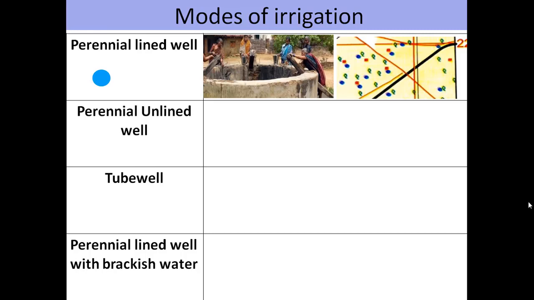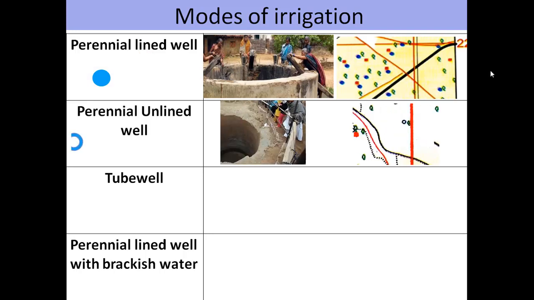Perennial lined well. As you can see, there are blue dots on the topographical map. There are hundreds of blue dots shown on the topographical map. This represents a perennial lined well. Perennial means a well with water throughout the year. As you can see in this picture, lined well means what? A well with a wall around. These blue dots represent perennial lined wells on the map extract.